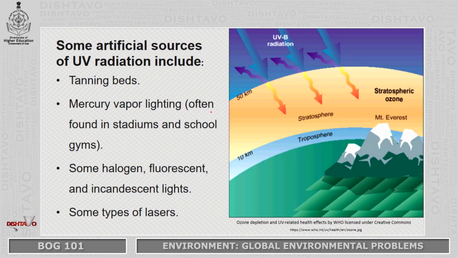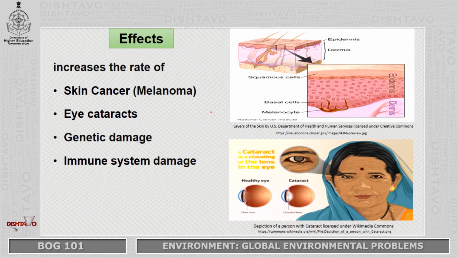So some of the artificial sources of ultraviolet radiation: the tanning beds that we use, some people who are fair want to get dark skin, so tanning is used. Mercury vapor lighting, which is used at the stadiums or in our gyms, we need light, so we use this mercury vapor lighting. Today we have the halogen bulbs, fluorescent bulbs, incandescent lights. They also add to these ultraviolet radiations. And even some types of lasers that we use. So that is how artificial ultraviolet ray is also used.